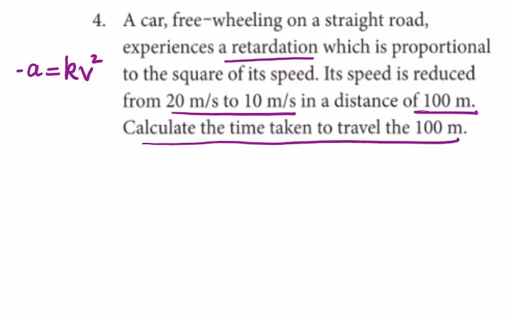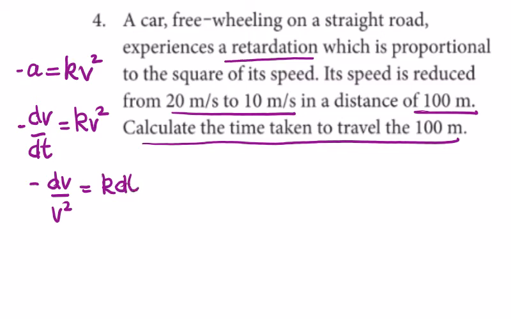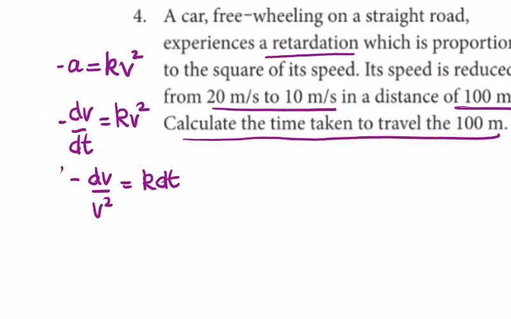So, let's start with dv/dt here. We know dv/dt is acceleration, so minus dv/dt is equal to kv squared. So we get minus dv over v squared is equal to k dt. And if we integrate both of these, I should probably put the minus in front. The speed is starting at 20, it's reduced from 20, so we get the velocity at time t.